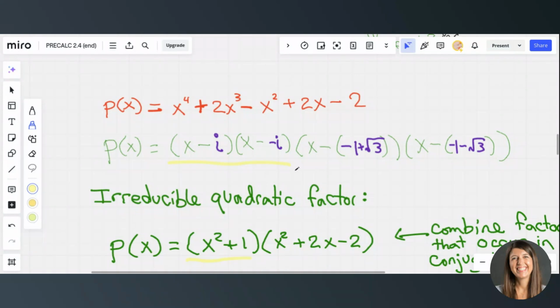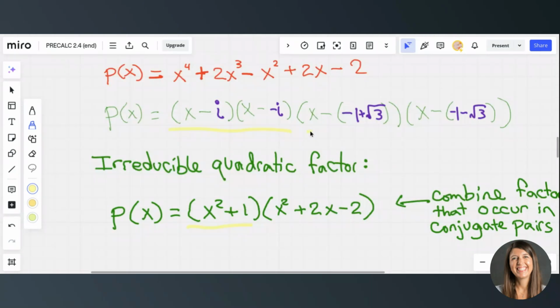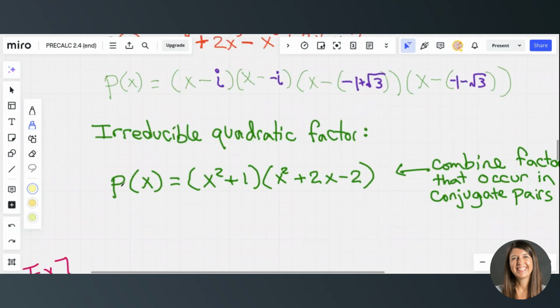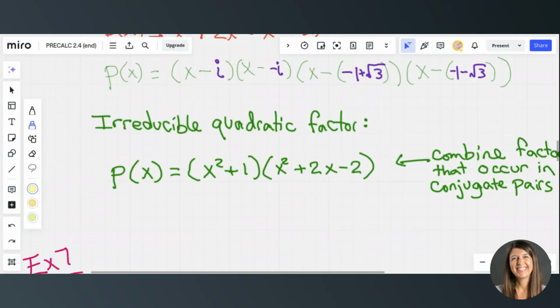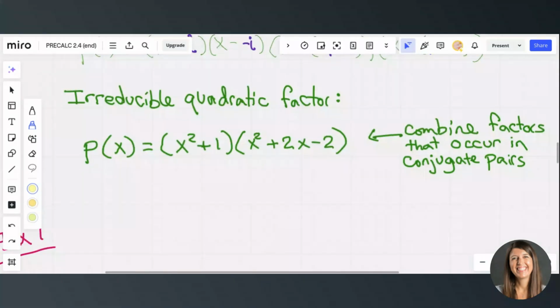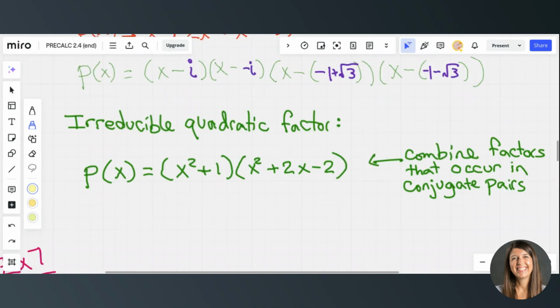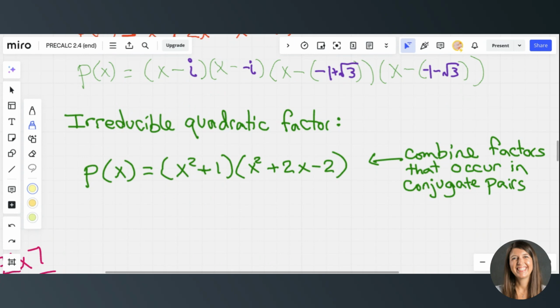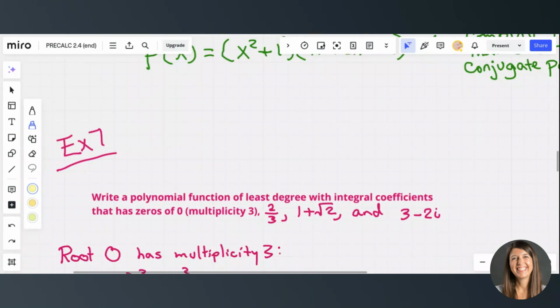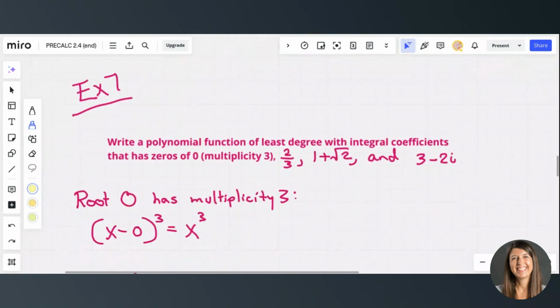And I can also multiply this, and we'll go into some detail later how to do that easier, to get x squared plus 2 minus 2. So this is called the irreducible quadratic factor, and it means when you combine factors that occur in conjugate pairs, just foiling like they have above here, this is called the irreducible quadratic factor. Okay. Not too important, but just giving you some terminology in case the book uses it later on.